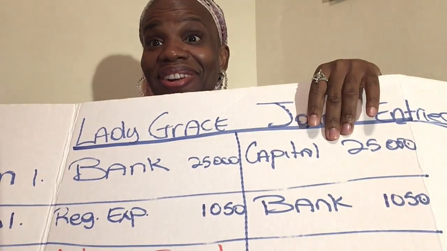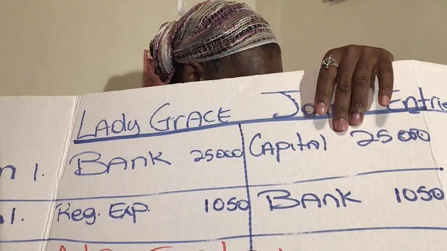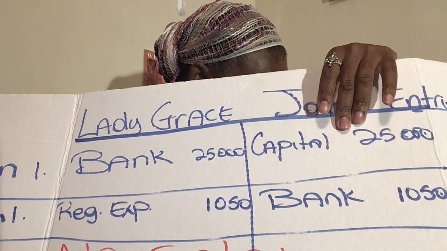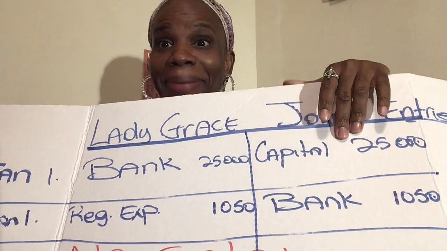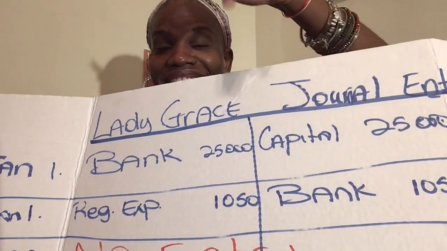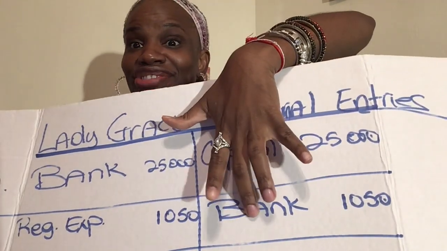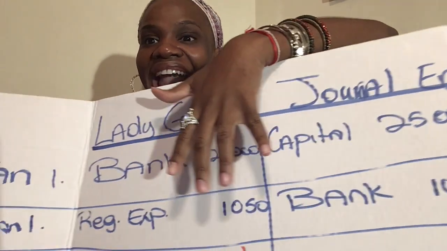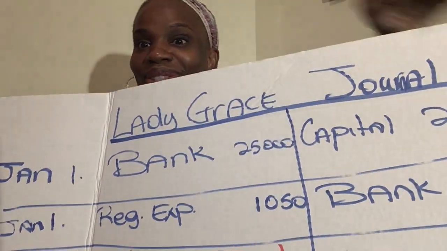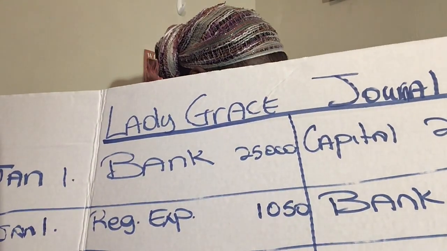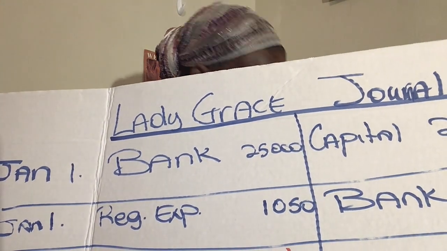On January 1st, she paid registration charges. Paid, so that money is walking out of the business. So I already know that I'm definitely crediting bank, right? And it's an expense. So she paid registration expense, right?